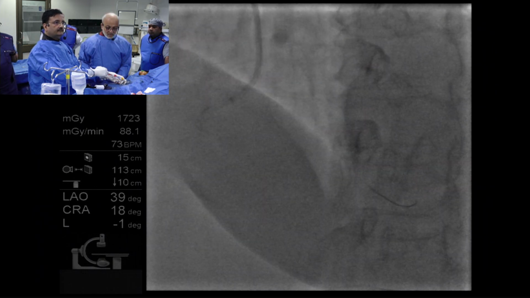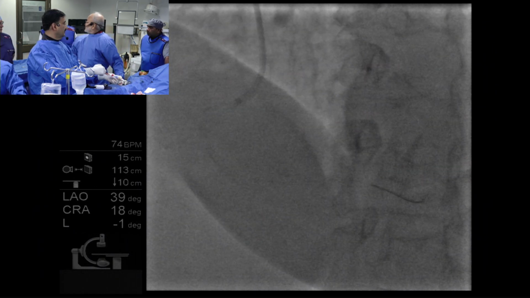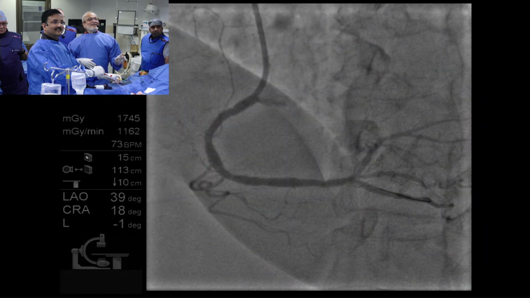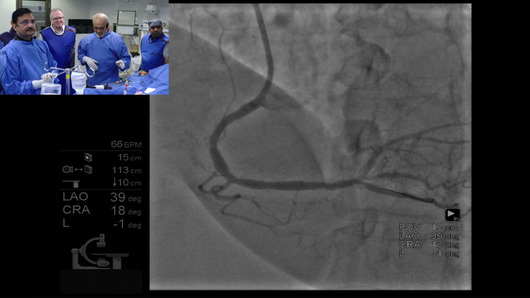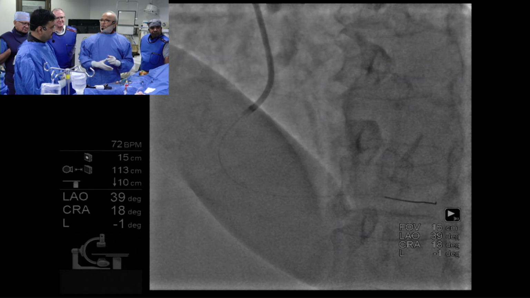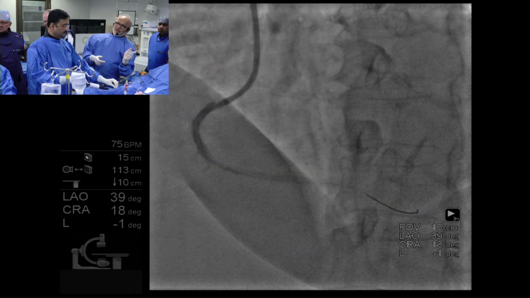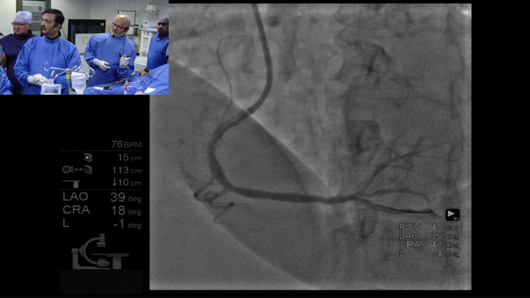So I think it's unlikely you would have seen that if you had not done rotablator. Rotablator, I was tempted to do mainly for the distal lesion, Malcolm, let me tell you. Now, Professor Akasaka, should we do an OCT run? Yes, we should.